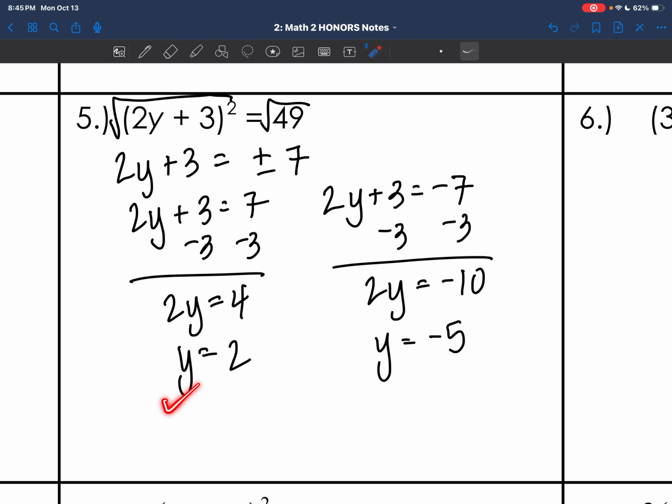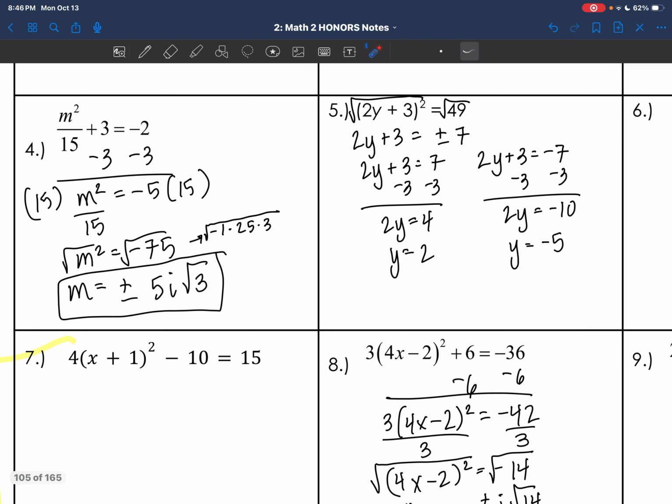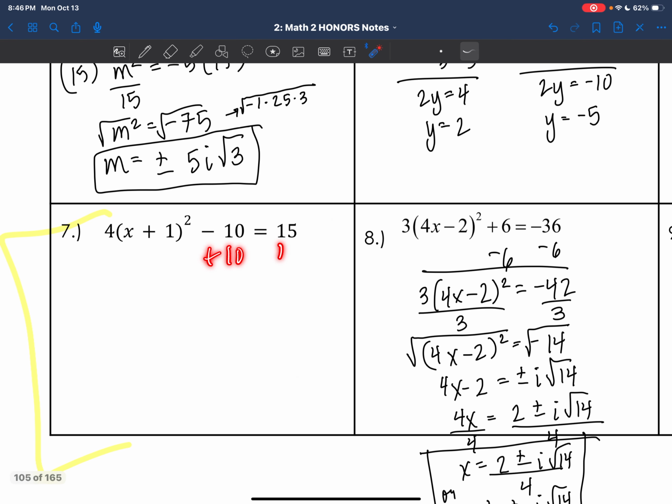So this is one solution. But now we're going to take this minus part and set it equal to negative 7. We're going to subtract 3 just like we did before, but this time, since it's negative 7, it's going to give you negative 10. So divide both sides by 2 and get y equals negative 5. So your two answers would be y equals 2 and y equals negative 5. So go ahead, try that one. Number 7, I want you to try that one, and remember you're going to want to add 10 first, then divide by 4, and then take the square root of it.